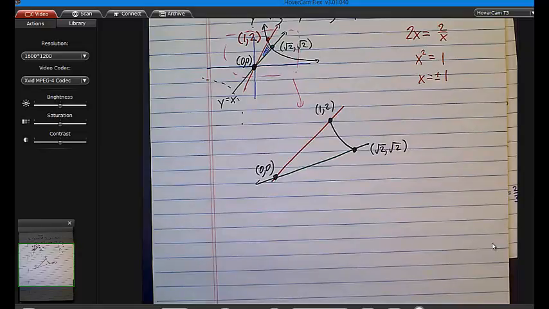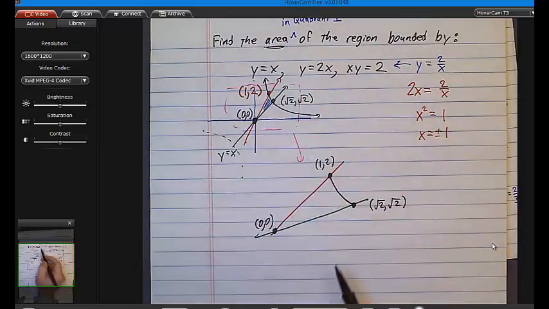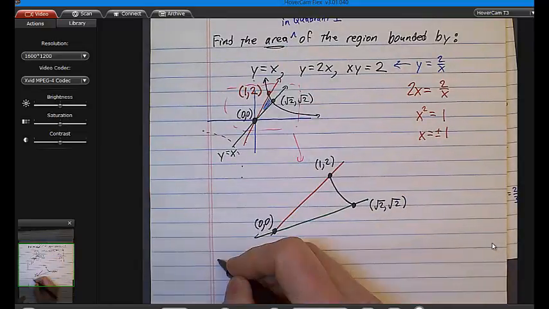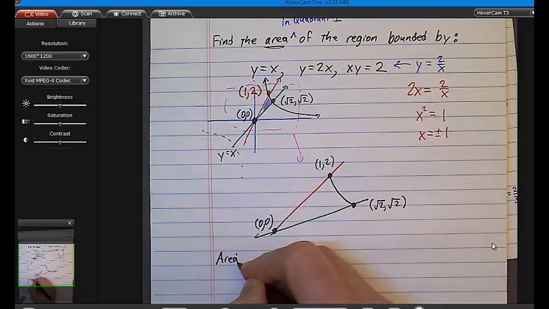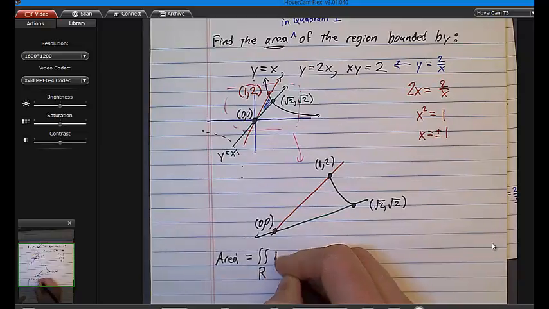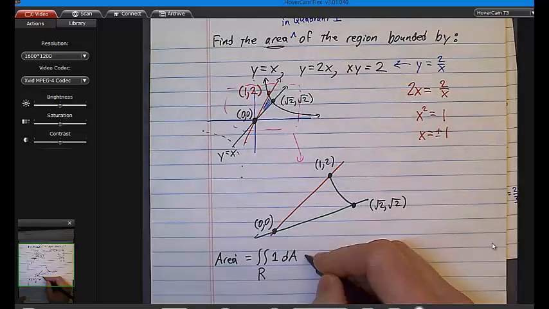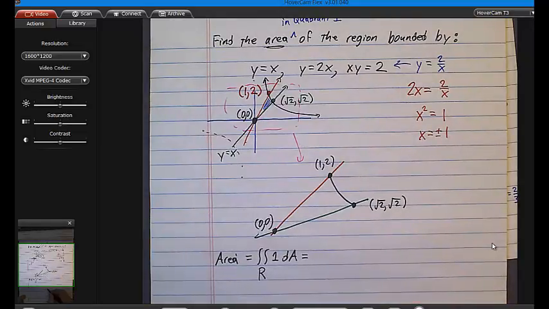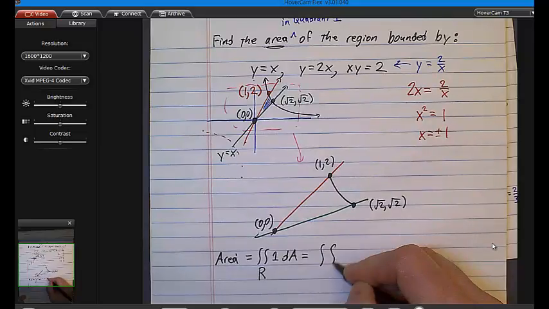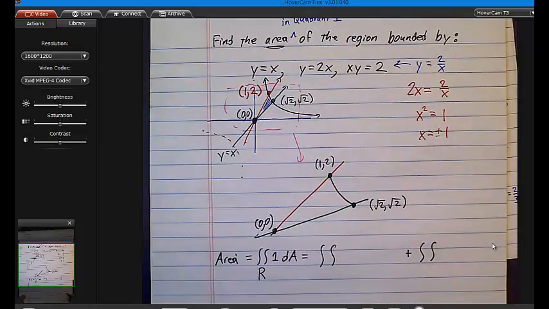I guess you have to decide, do you want to do it dx dy or do you want to do it dy dx? Since I'm finding the area, at least I know what I'm going to be doing. The area, we know, is the double integral of my region R, where I just integrate 1. That's what I have to double integrate, right? So what does this equal? Well, I claim we're going to split it up into 2 double integrals.